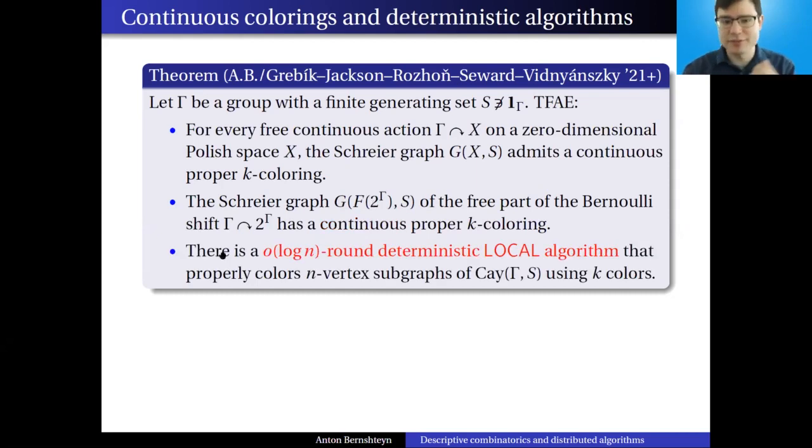And this statement in turn turns out to be equivalent to saying that there exists an O(log n)-round deterministic local algorithm for properly coloring n-vertex subgraphs of the Cayley graph of the group with k colors. So the result that I mentioned previously implies that the third bullet point yields the first one. Once you have such an algorithm, you get continuous colorings. I said that you can get continuous colorings under some assumptions that are satisfied by these Schreier graphs. And of course, the first bullet point implies the second one. So the content here is that the second bullet point implies the third one. Having a continuous coloring of this graph gives you an efficient deterministic algorithm.